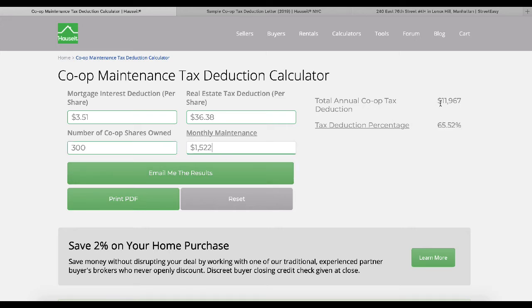And you can see that it's essentially already calculated your deduction amounts. The total annual dollar co-op tax deduction figure is about $12K, and as you know here, you're paying about $18,000 a year in maintenance, so roughly $12K over $18K gives you about 65% in terms of a tax deduction percentage. Quite frankly, this is pretty high, so you wouldn't naturally expect to see that, but just to emphasize, a common figure is between 40 and 50%.